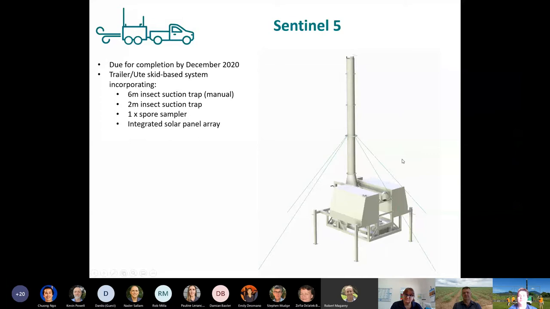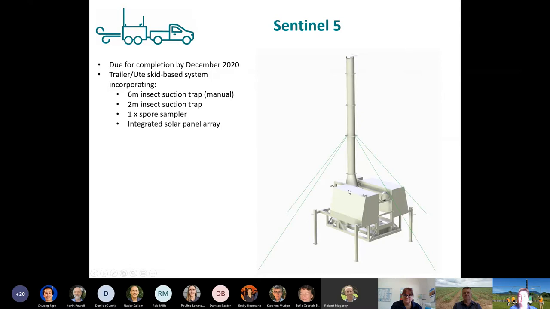Now this is just a design adapted from the CAD drawings. It hasn't been delivered yet, but we're expecting to roll it out in December. This again is deployed off the back of a trailer or ute. We can adapt which traps are featured on this unit, and they will sit inside these boxes here.